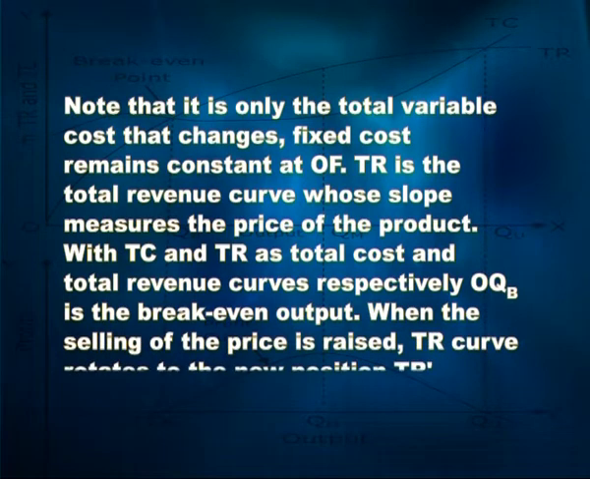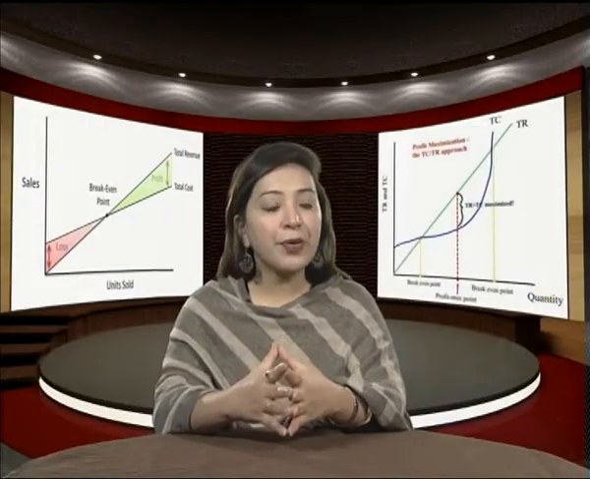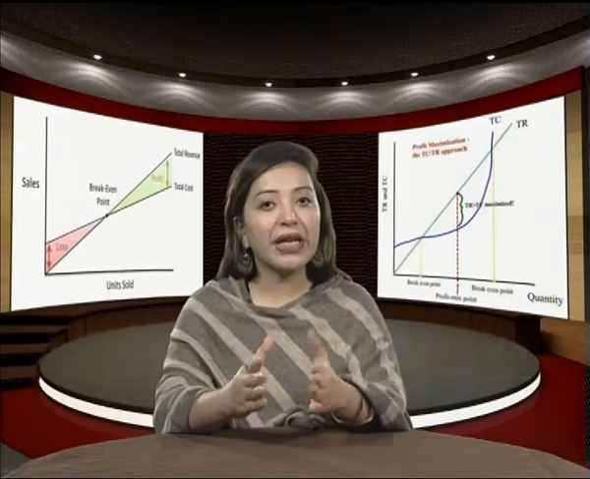When the selling price is raised, the TR curve rotates to the new position TR dash. It will be seen from image 1.4 that this new total revenue curve TR dash intersects the given TC curve at the point E dash and determines OQ dash B as the break-even output, which is less than the previous break-even output OQB obtained before the hike in the price of the product. Thus, an increase in selling price results in lowering of the break-even output.